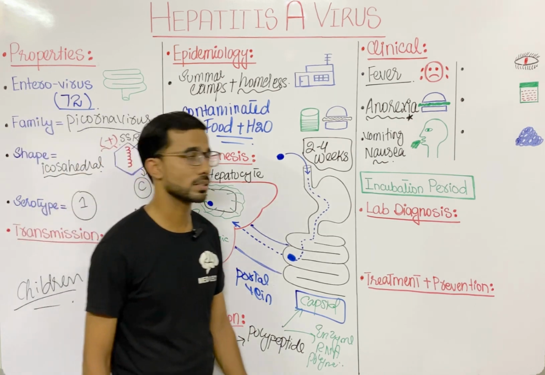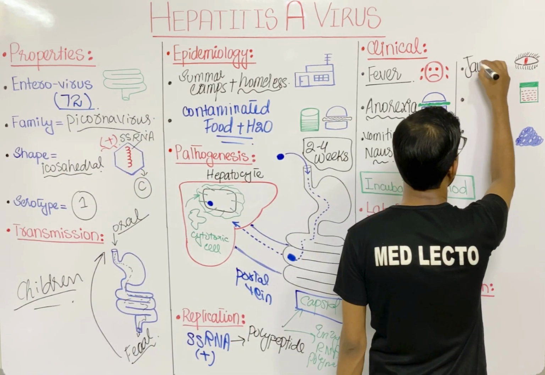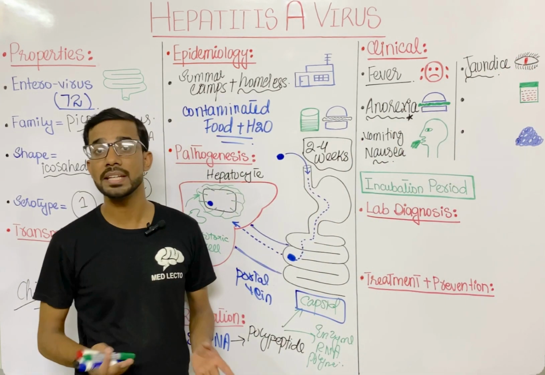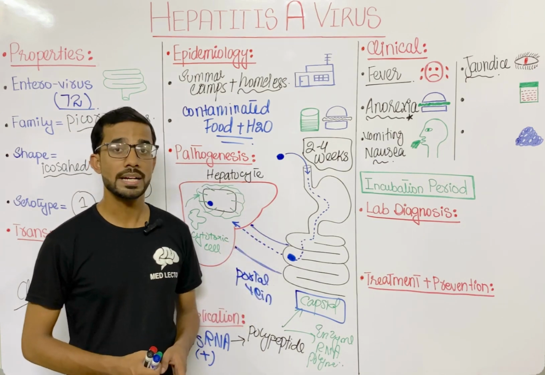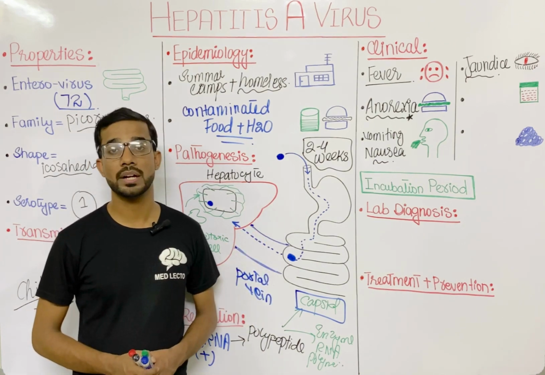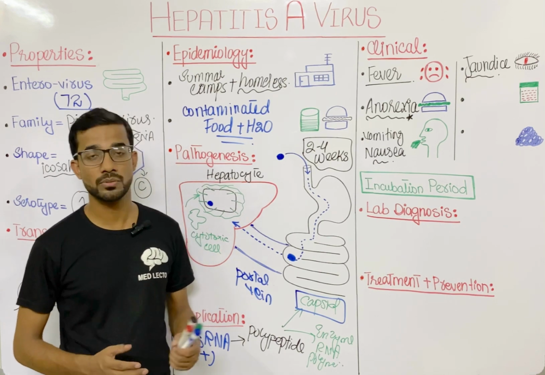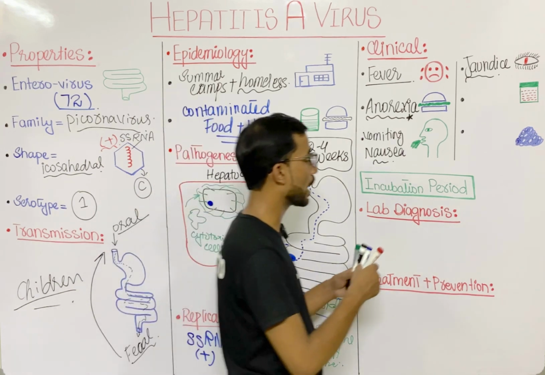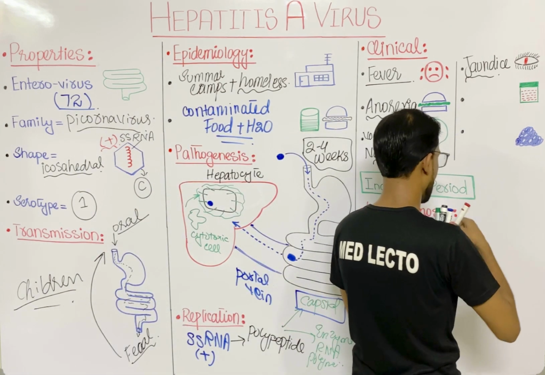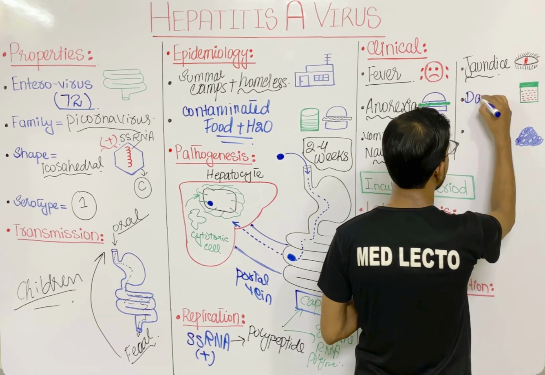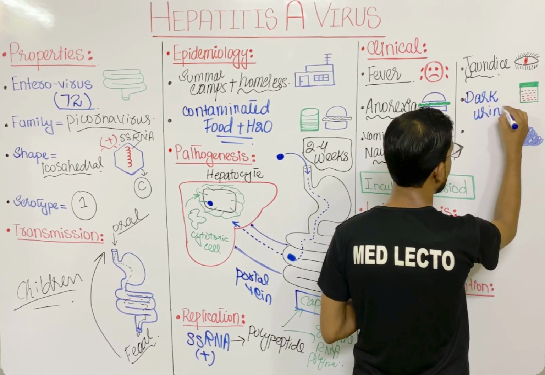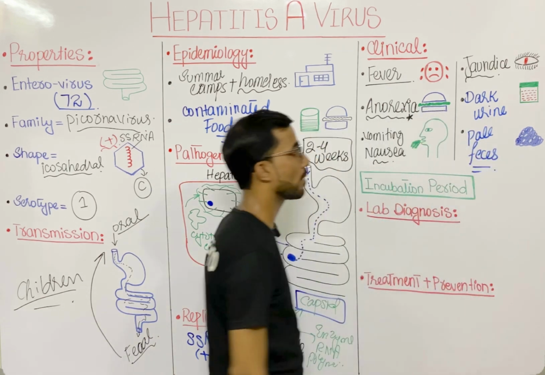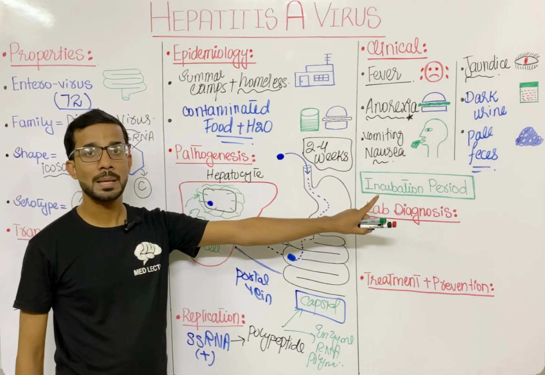Okay, next is jaundice. In that case you will see the yellowing of the skin and the eye. That's the most important thing. It means that the bilirubin will start accumulating in our blood, so that's why the patient will look yellowish. That causes jaundice. Next you will see the dark urine and the pale feces. These are the most important findings: dark urine and the pale feces.